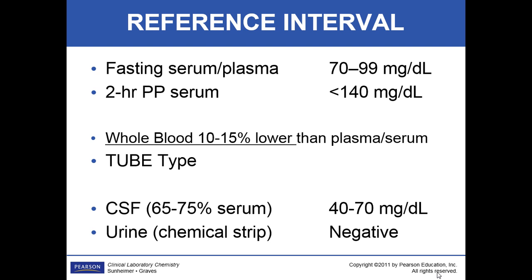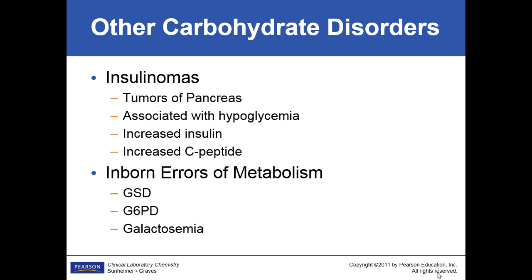Normal spinal fluid is 40 to 70, and that's about 2/3 of a normal serum. A few other disorders are insulinomas. If you've got a tumor on the pancreas, and we alluded to that a little bit. We'll talk about C-peptide in a minute. Inborn errors of metabolism. And I meant to bring a card.